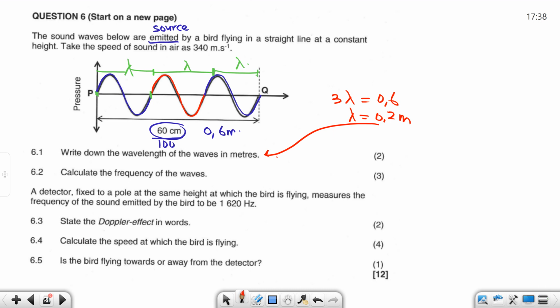So easy. Right? Wavelength. So wavelength is, so somebody else could have measured wavelength. So you could see another question where it looks like this.